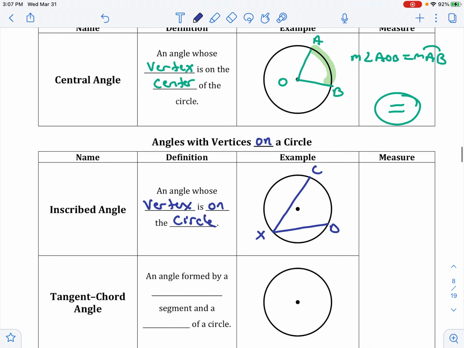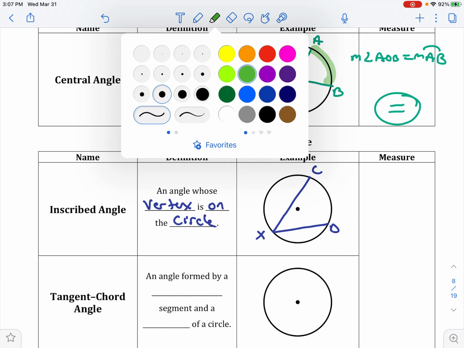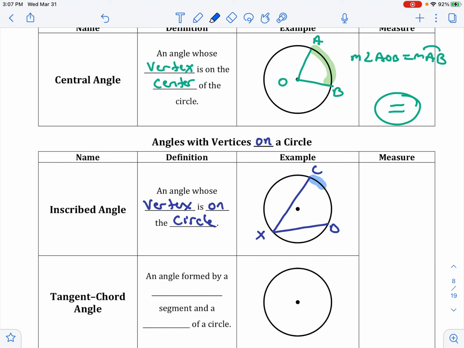So it's not a central angle like we see above it. Angle X isn't going to equal its arc. We do have this arc CD here, but angle X isn't equal to it. Angle X is actually equal to half of it. So the measure of angle CXD is equal to half the measure of arc CD.